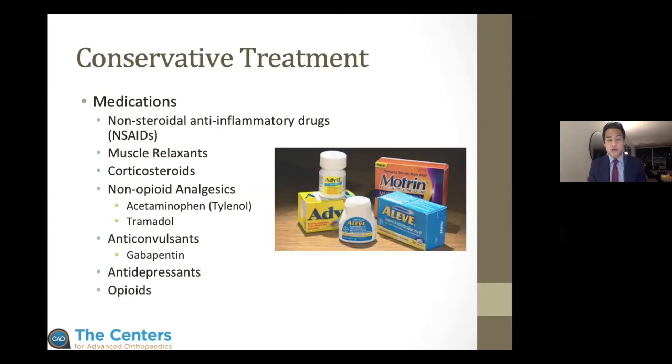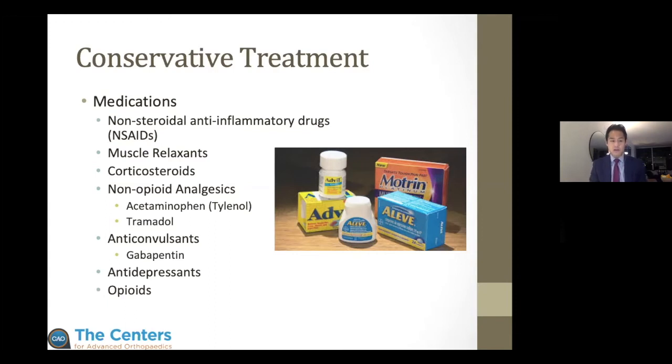Another medication that we can oftentimes give is muscle relaxants. Whenever people are having neck pain, they oftentimes suffer muscle spasms, and so muscle relaxants are very useful in order to reduce those symptoms. For people that are having very severe pain, sometimes we'll give corticosteroids, which when taken orally is a very powerful anti-inflammatory. For people that are recalcitrant to those basic medications, we can sometimes talk about supplementing it with Tylenol, Tramadol, which is a non-opioid analgesic, and then gabapentin, which is an anticonvulsant.